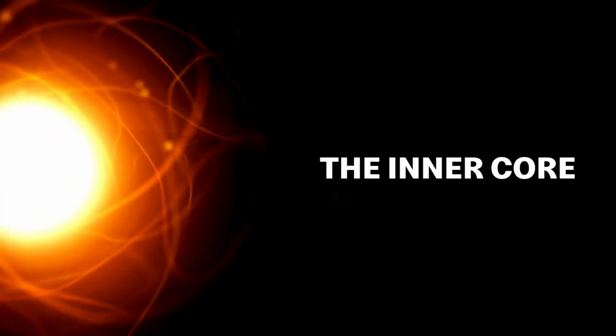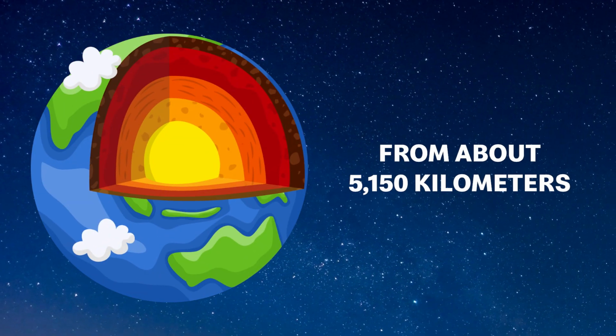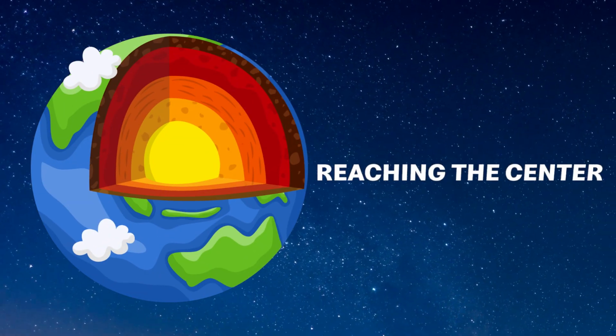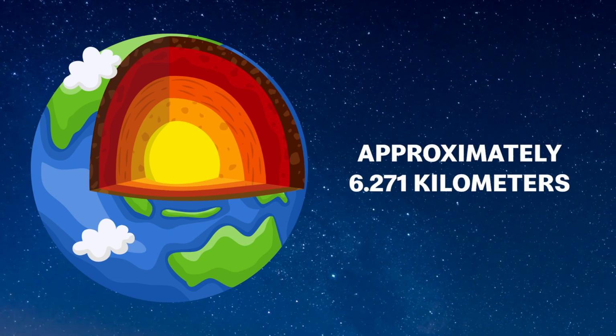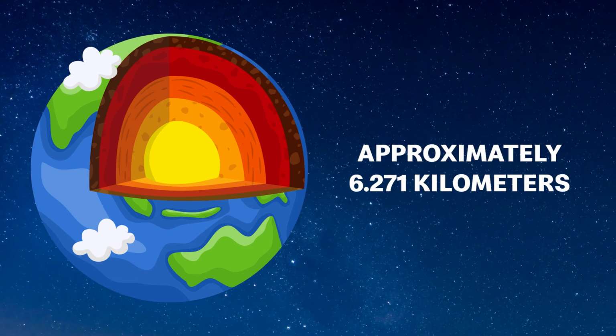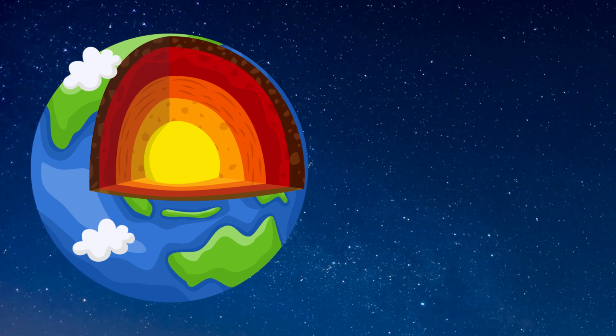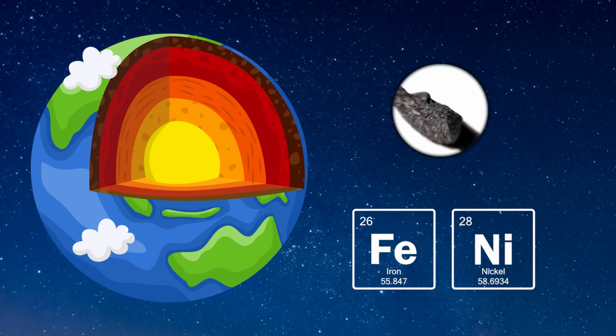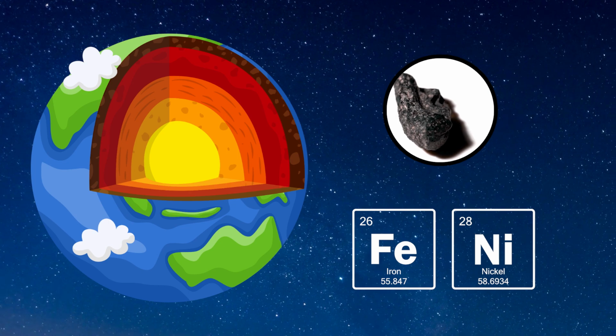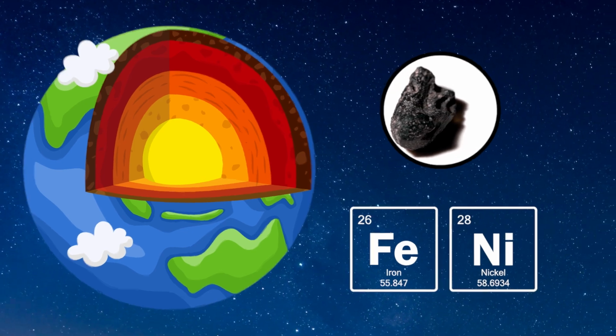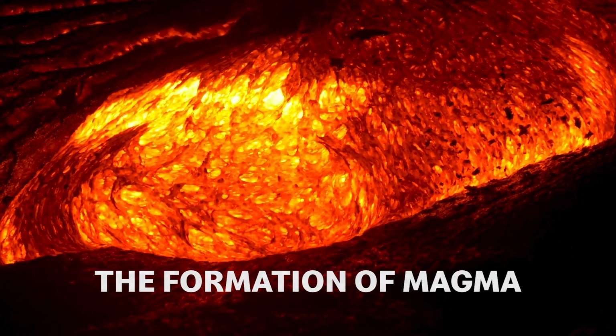The inner core. The inner core is the solid part of the core, starting from about 5,150 kilometers deep and reaching the Earth's center at approximately 6,271 kilometers. It is primarily composed of iron and nickel and remains solid due to the extreme pressure, despite the high temperature. The formation of magma.